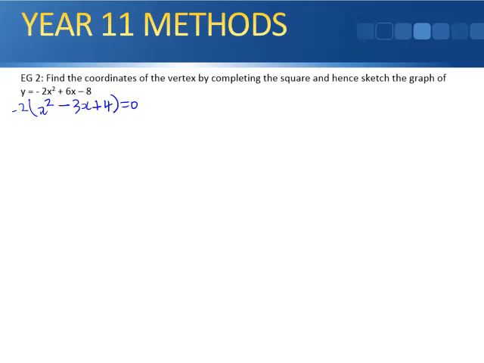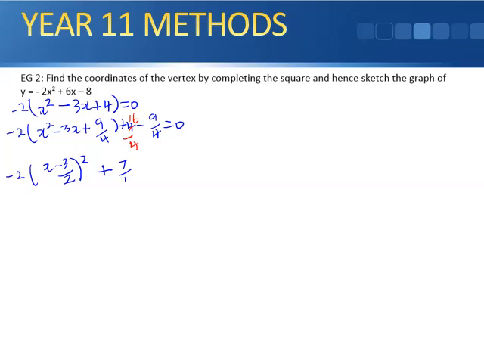So when I expand it, I get the negative 2x squared, the plus 6x, and the minus 8. So negative 2 here, x squared minus 3x plus 4 equals 0. Half of negative 3 is negative 3 on 2. Squared gives me 9 on 4. Did we just do this one? So we've got negative 2 x minus 3 on 2 squared. This is over 1, which means it's actually 16 over 4. So this will become plus 7 on 4 equal to 0.